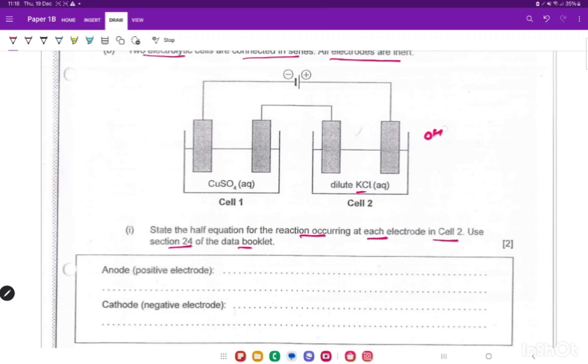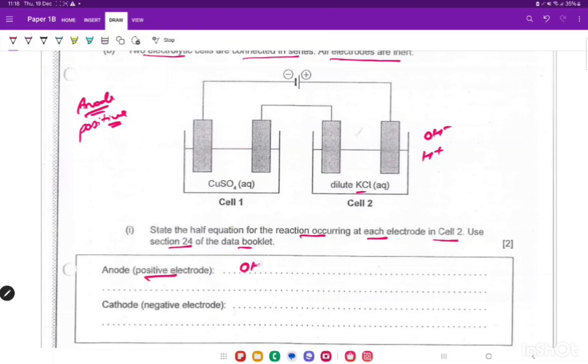Section 24 of the data booklet. We know that it is dilute KCl, and dilute KCl has what? Along with K plus and Cl minus ions, it has OH minus ions and H plus ions. And at the anode in an electrolytic cell, the anode is the positive electrode.